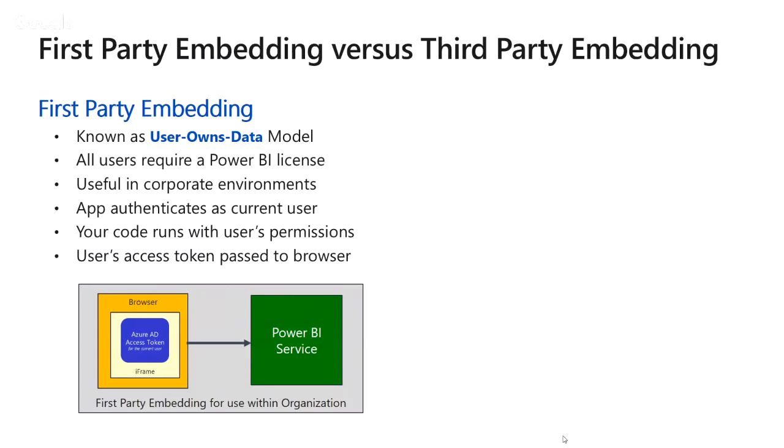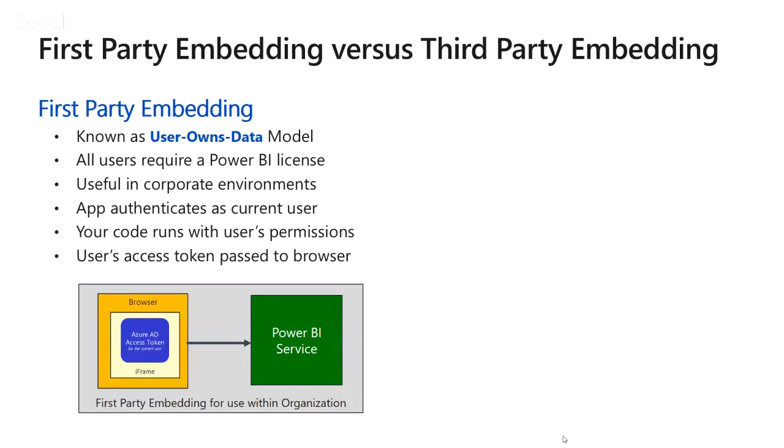But the key point here is that a user gets to my application, I authenticate the user as him or her, and then the application runs as that user, and it calls into the Power BI Service API with the identity of that user, and with the permissions of that user, and your application can only access resources that the current user has permissions to access. So I'm going to repeat that one more time.